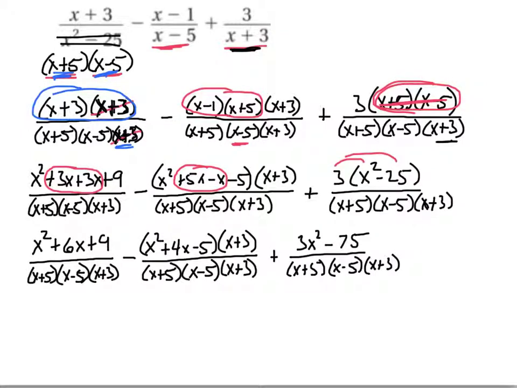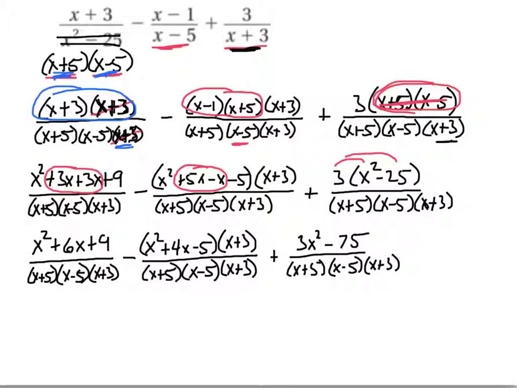Alright, so I have that all multiplied out now. I just combined 3x plus 3x. I combined 5x minus x, and I distributed the 3 through that binomial. Okay, well I still have some work to do. This is a pretty intense problem here. Alright, so I need to go through and multiply this trinomial times this binomial.